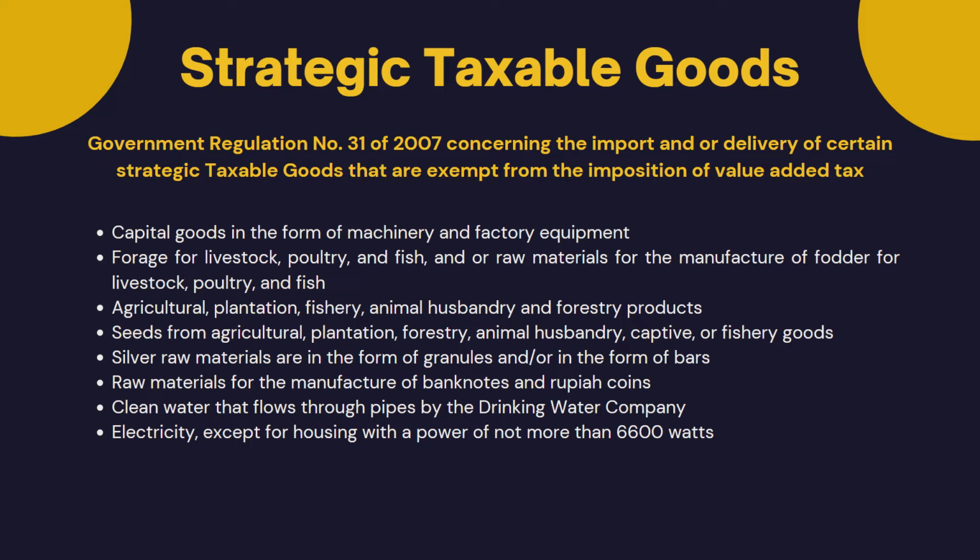And next is the clean water that flows through pipes by the drinking water company. And the last is electricity, except for housing with a power of not more than 6,600 watts.